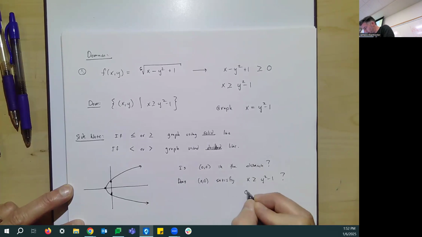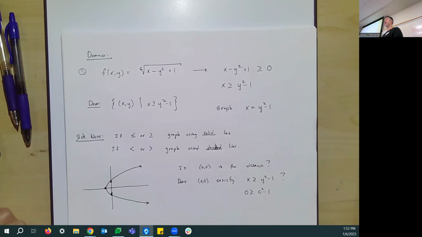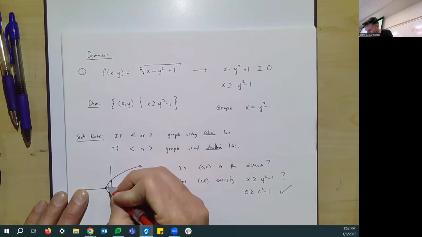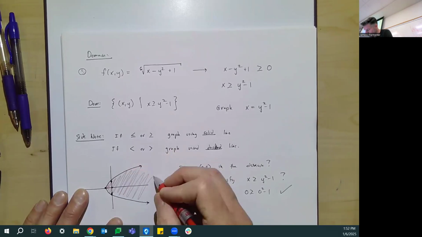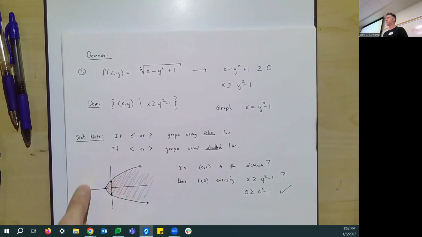Let's see, is 0 bigger than or equal to 0 squared minus 1? Yes or no? Definitely yes. 0 is bigger than or equal to -1. So since that point is in the domain, so is every other point that lives on the same side of the curve. So my domain is all of this, and none of this, and including the boundary as well.